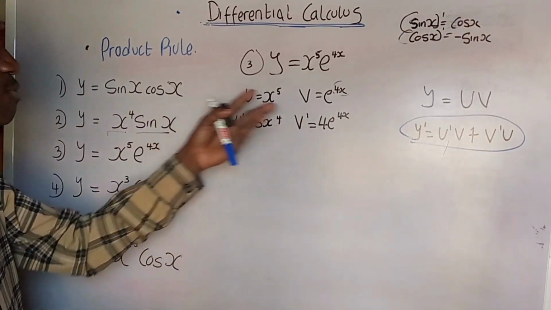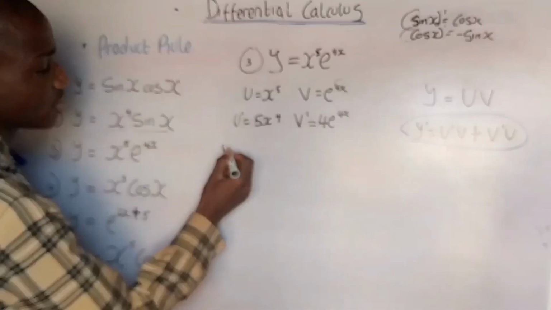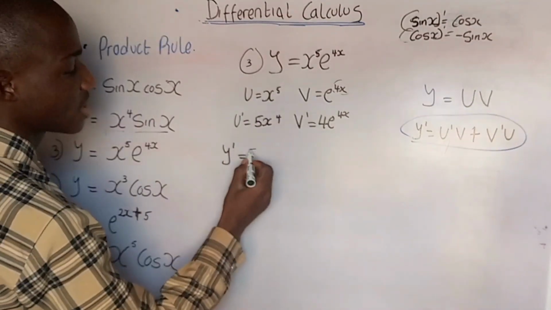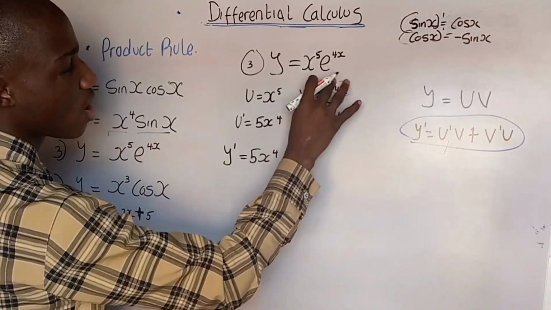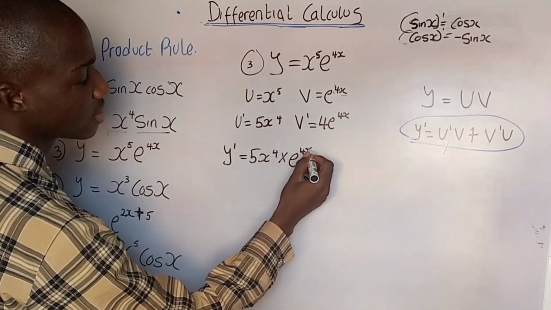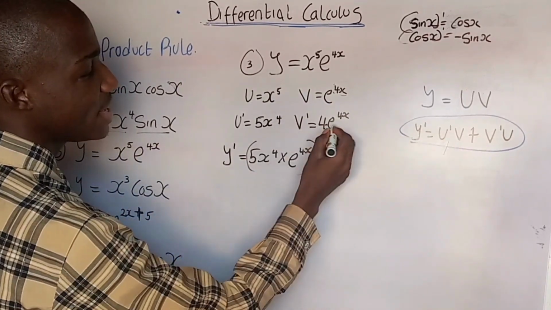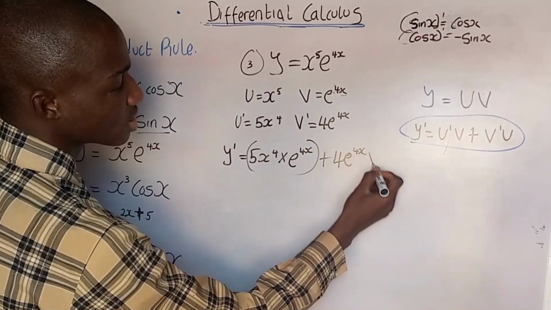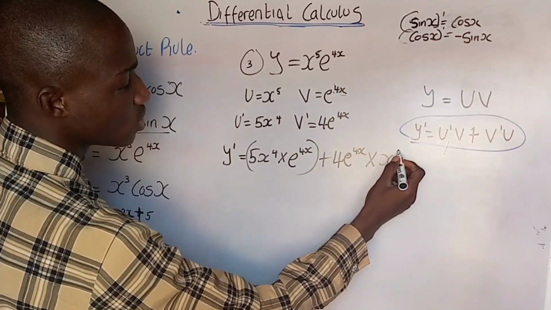After finding the derivative of u and v, the next thing is to plug all of this into the formula. So the derivative of y is equal to the derivative of u, 5x raised to the power of 4, multiplied by v. v is equal to e raised to the power of 4x. Then plus, the derivative of v is 4e raised to the power of 4x, multiplied by u itself. u is x raised to the power of 5.